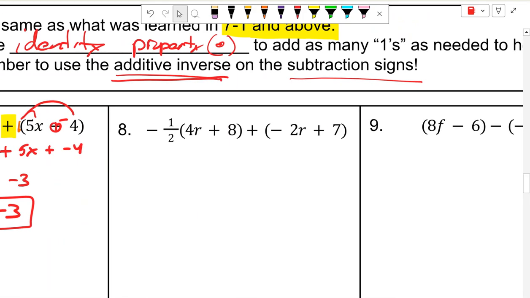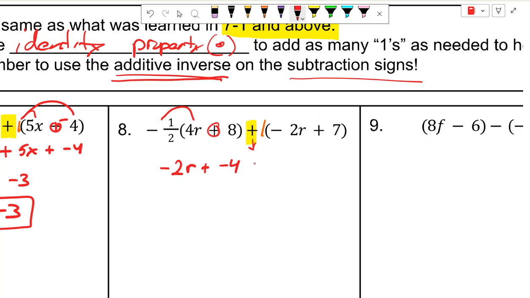This one you can see is another addition sign. But this one has negative 1/2 out in front. And over here where it has nothing, you know there is a 1. So let's go ahead and start. A negative half times 4r is a negative 2r. A negative half times 8 is a negative 4. We'll bring down this plus sign.